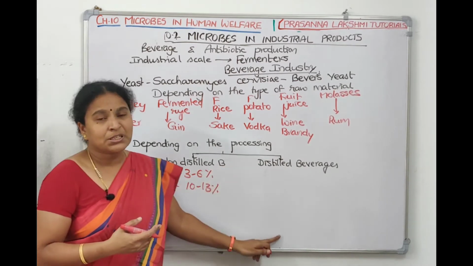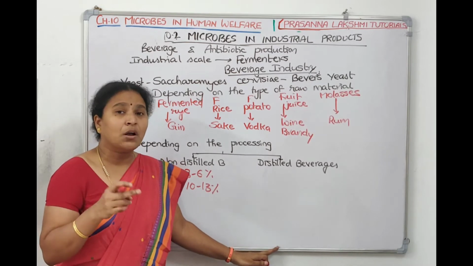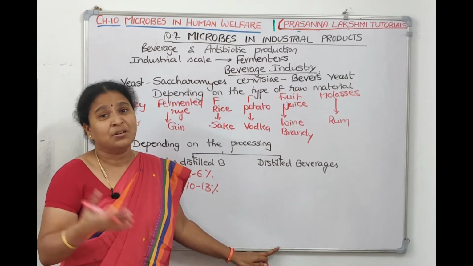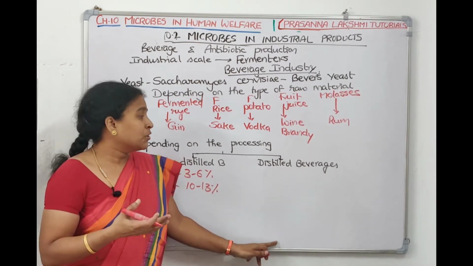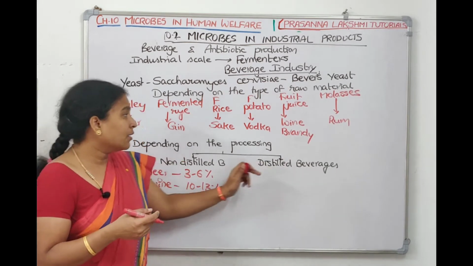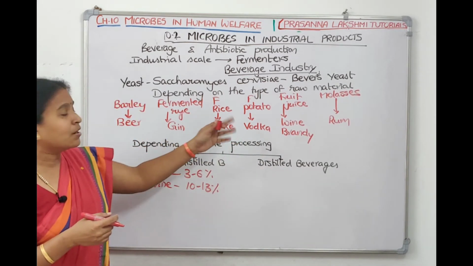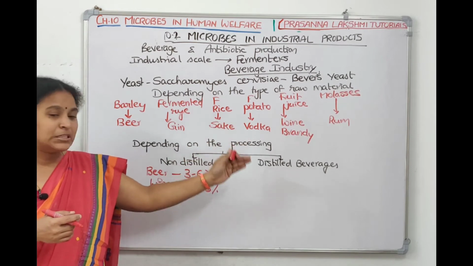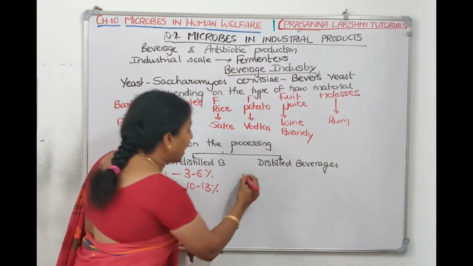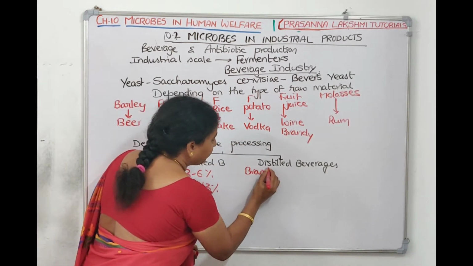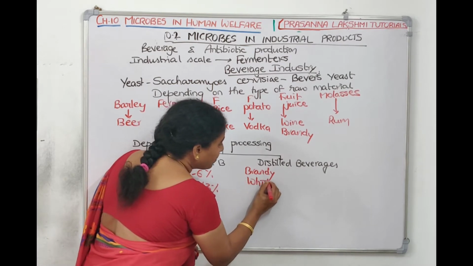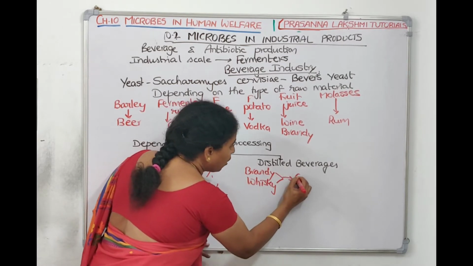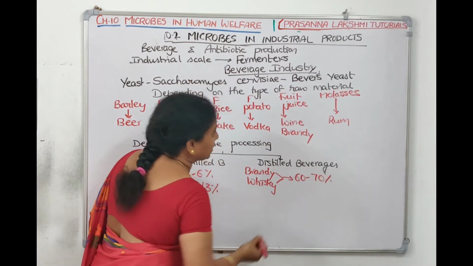But when you come to distilled beverages, here they'll try to increase the alcohol content by doing distillation, by evaporation. So they increase the alcohol content. All the remaining like vodka, sake, gin, rum, all these things are examples of distilled beverages. If you see brandy and whiskey, you know, brandy and whiskey, they contain alcohol content of 40 to 60%.